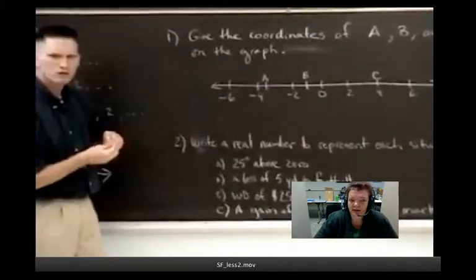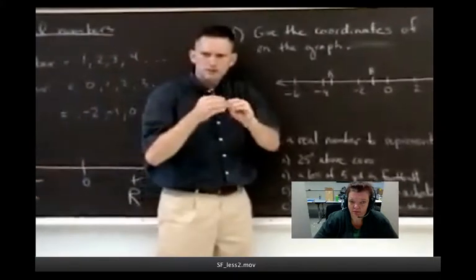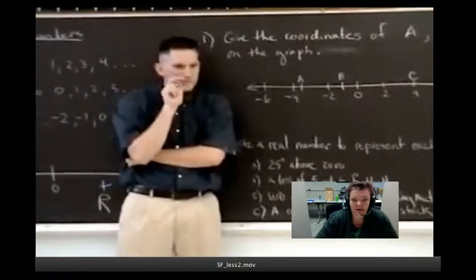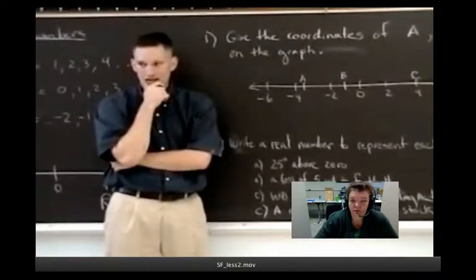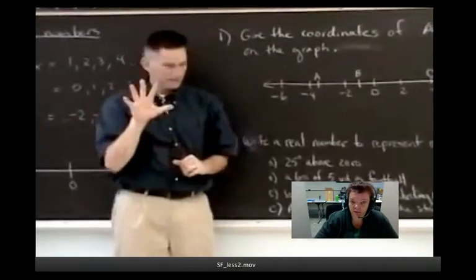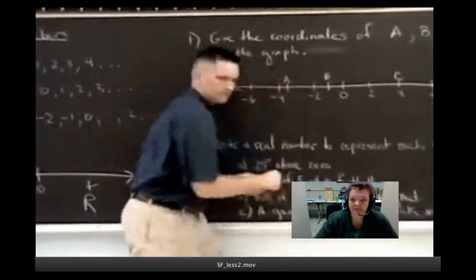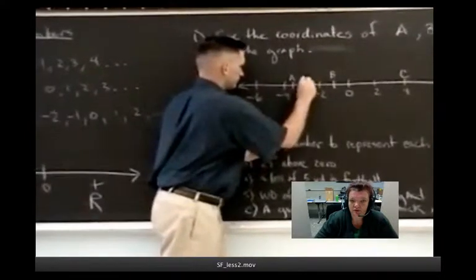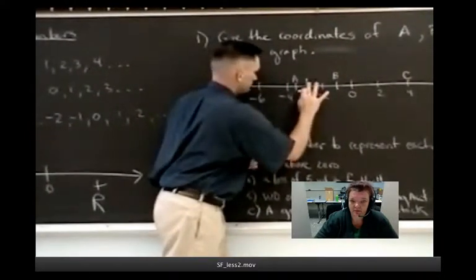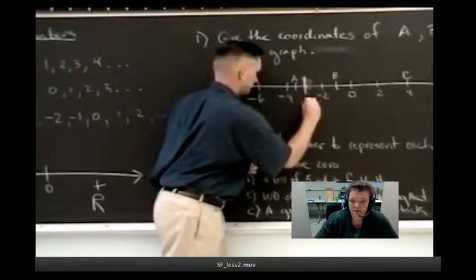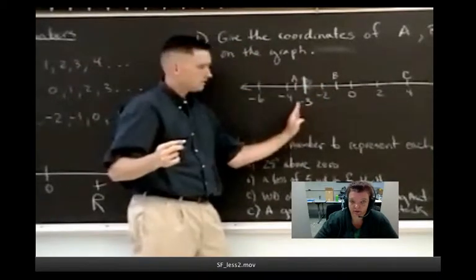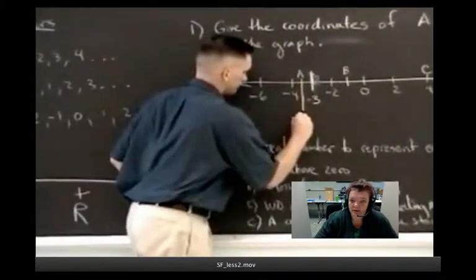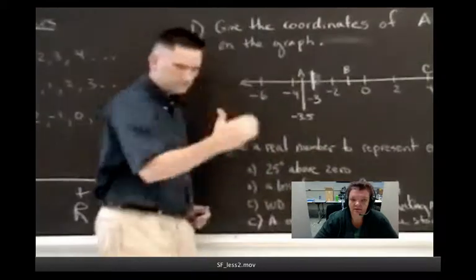Okay. Now I want you to tell me the coordinates for all of A, B, and C. Where is A on the number line? What's the coordinate? What do you think? 3.5? Negative 3.5? Let's see if you're right. So notice you have negative 4 and negative 2. So right in between those is going to be negative 3, right? So between negative 3 and negative 4 is negative 3.5. Good, thank you.